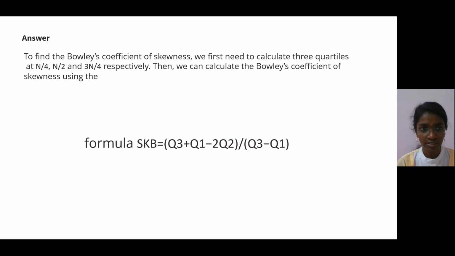As we know, first let us put the data in a table. To find Bowley's coefficient of skewness, we first need to calculate the three quartiles: n by 4, n by 2, and 3n by 4. With n by 2, we can calculate the median. Then we can calculate Bowley's coefficient of skewness using the formula Q3 plus Q1 minus 2Q2, whole divided by Q3 minus Q1.